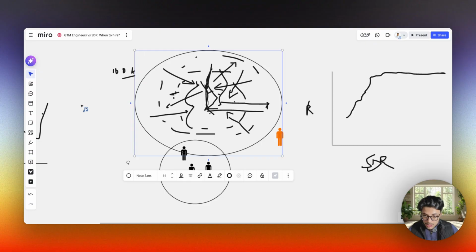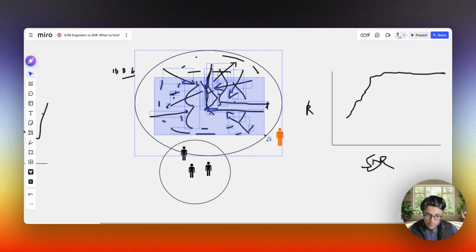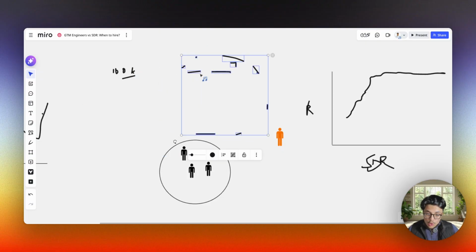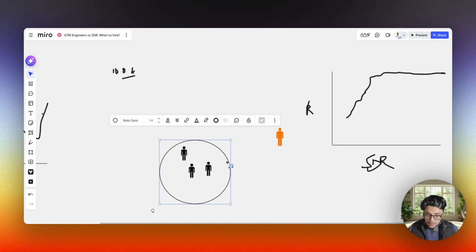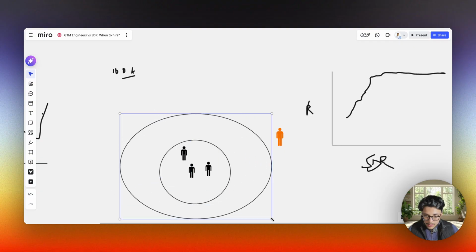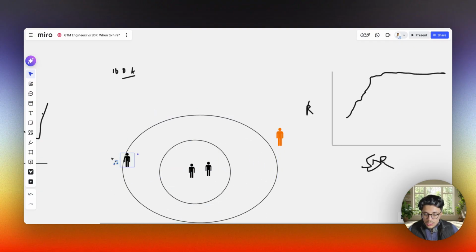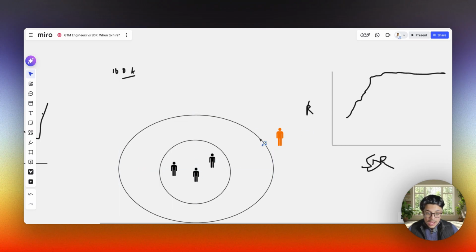So let me just delete a lot of these things and let me show you the right way to go about this, right? Let me just make this bigger. So what these SDRs are supposed to do is be here doing the things that matter the most for them. And here comes this person who is a GTM engineer, and their role is to provide these SDRs with all the support, right?